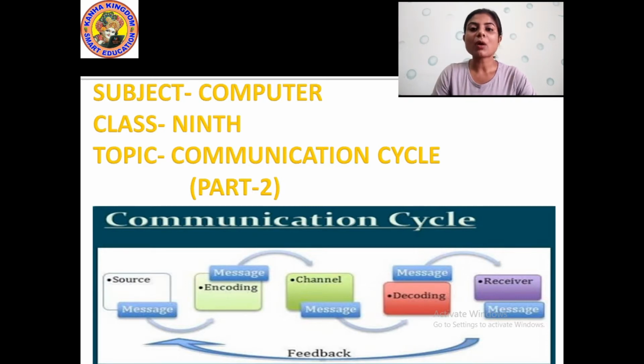Today we will learn more briefly about the elements of the communication cycle. What are the different elements of the communication cycle? We will study about it briefly.